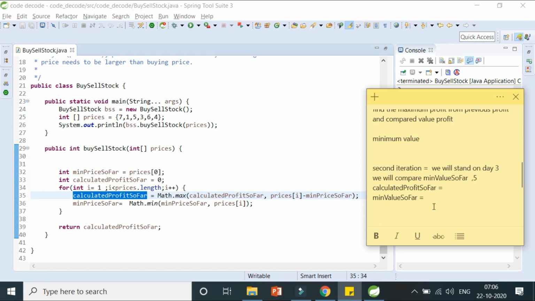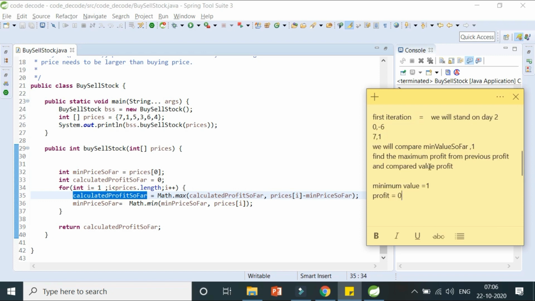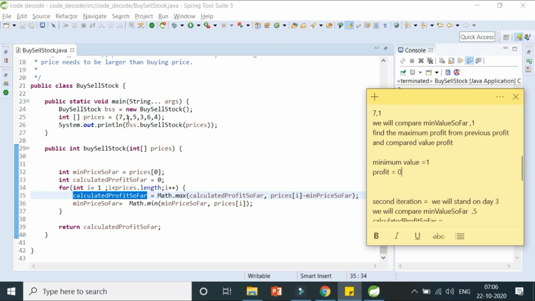So in the second iteration what we got is minimum value is equal to 1, profit is still 0. Okay. So in the second iteration, we will stand on day 3 and we are comparing the minimum value, that is 1 and 5. Okay. So in line number 35, our calculated profit is 0. Price is I, that is 5, minus minimum price so far, which is 1. So 5 minus 1 is 4. Okay. And we are comparing 0 comma 4. So maximum value here is 4. So our calculated profit so far is 4.